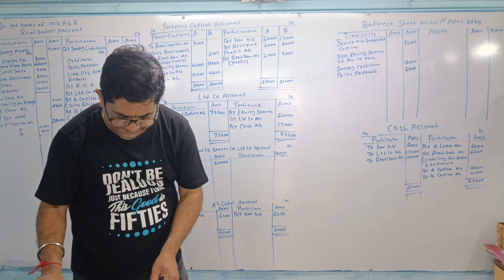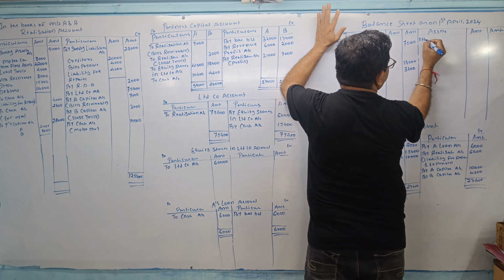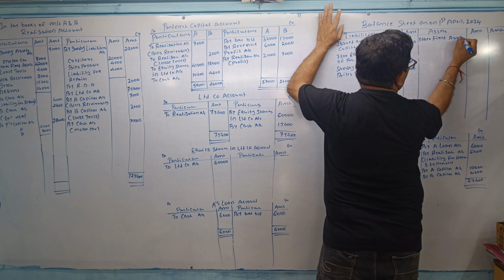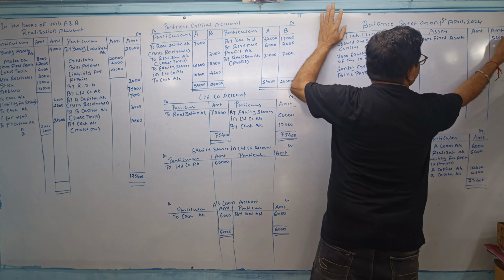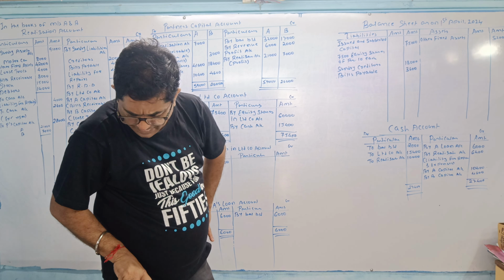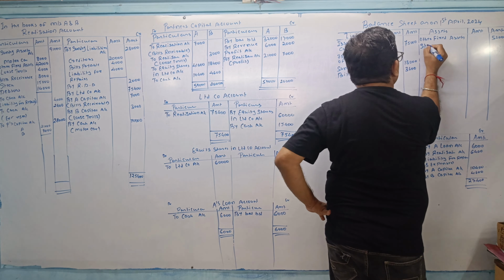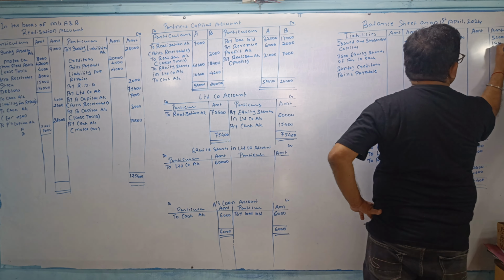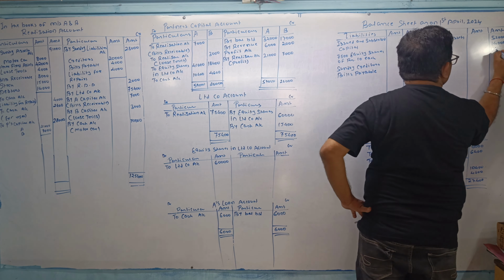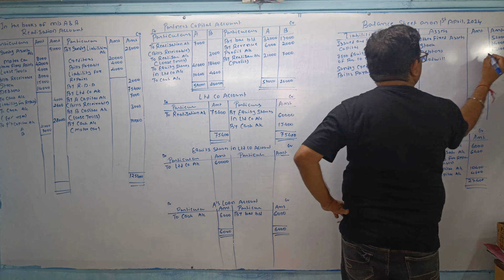Now assets में other fixed assets, 52,000. उसके बाद में स्टॉक 14,000, डेटर्स 13,000, गुडविल 18,000.